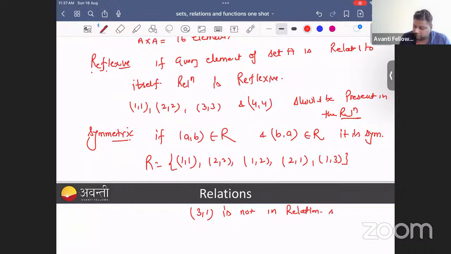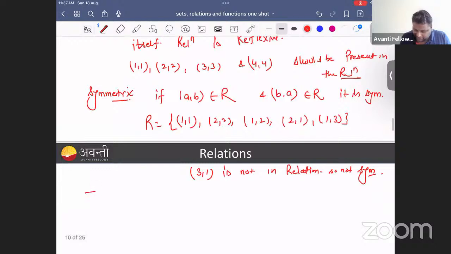So, not symmetric. And any relation, either it is symmetric or it is not symmetric. Got it? It does not happen that it is 50% symmetric or 60% symmetric. If there is even a single pair which signifies not symmetric, it is not symmetric. Got it? Now let's come to transitive relations.